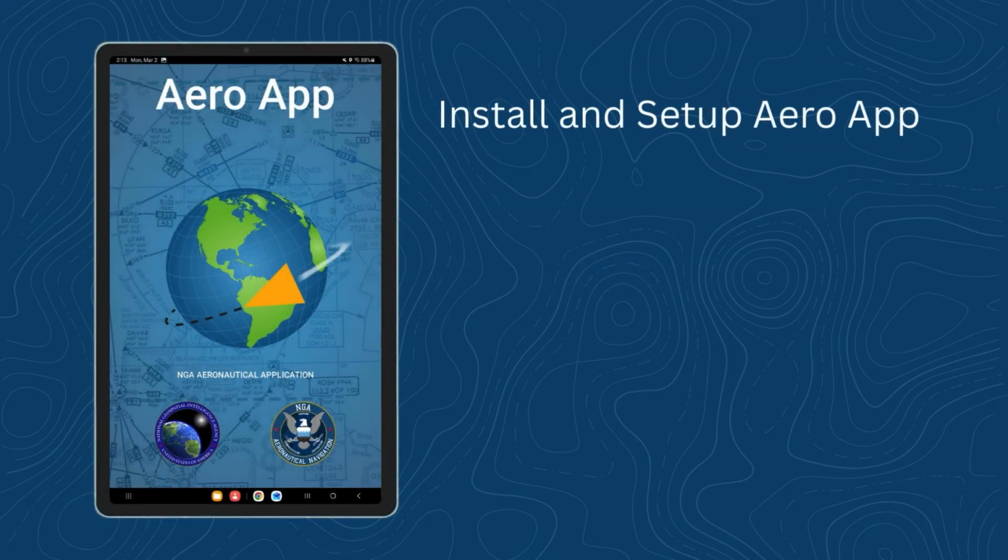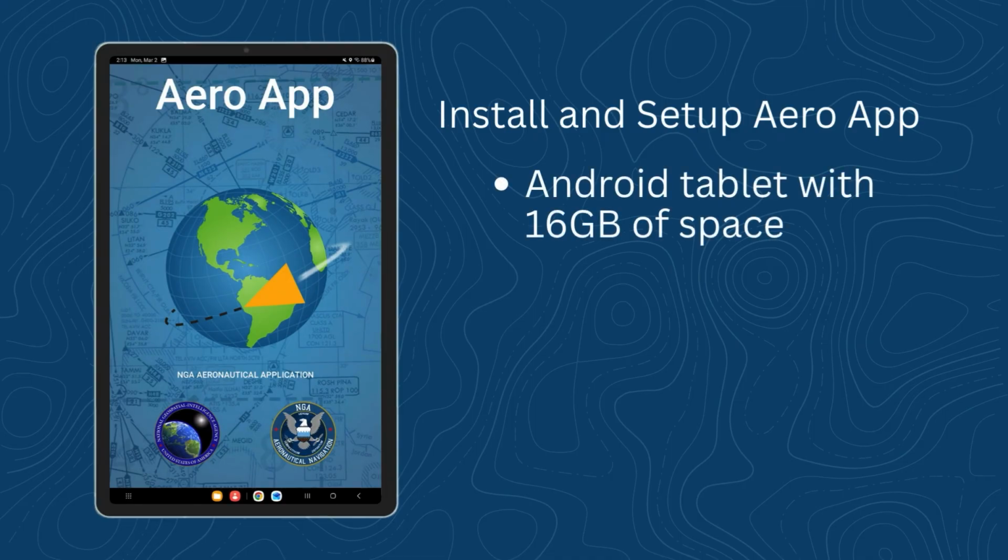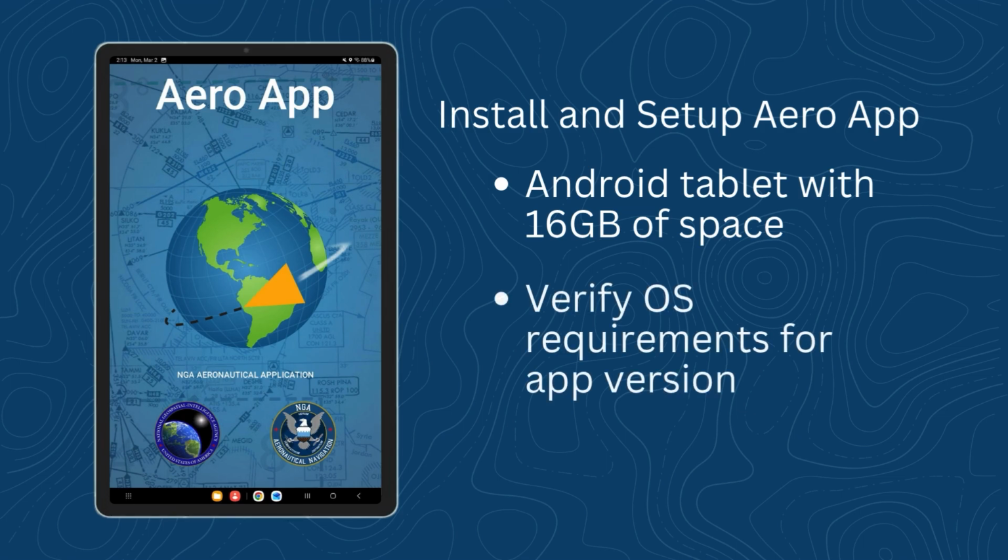First on our agenda is how to install and set up Aero App for Android. You will need an Android tablet with at least 16 gigabytes of space to install the app and a complete full data cycle download, which we will discuss further in Section 2 of this series. Make sure to also verify the operating system requirements for the specific app version you're using.